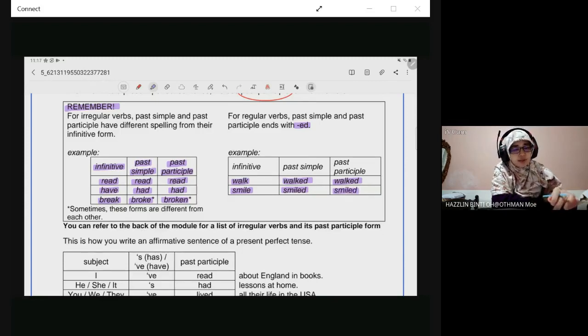So now, how do I know what is the past simple and what is the past participle of a word? You can refer to the back of the module for a list of irregular verbs and their past participle forms. So now I want everybody to turn to the back of your English module. Find the list of past simple and past participle. I'm going to do the same thing here as well.